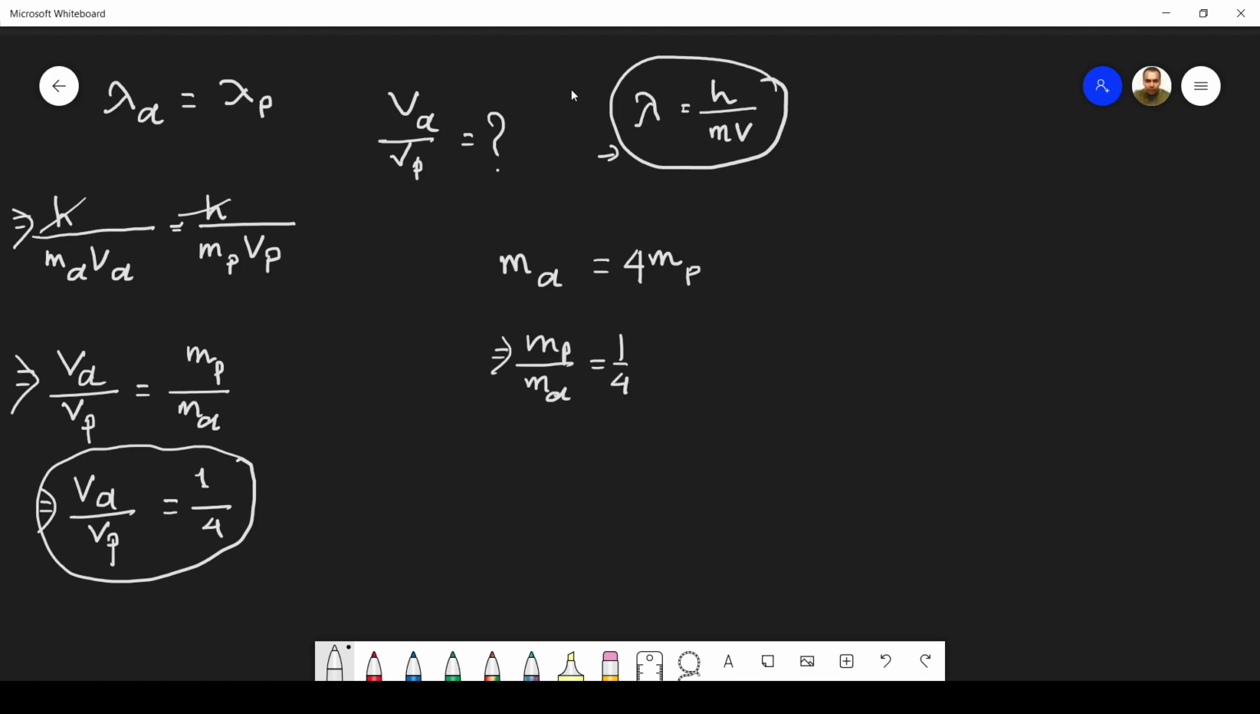In order to solve this question, first you have to know the relationship for the de Broglie wavelength, and how the mass of an alpha particle is related to the mass of a proton. Once you know these two relationships, you can easily find the relation between the velocity of the alpha particle and the velocity of the proton.